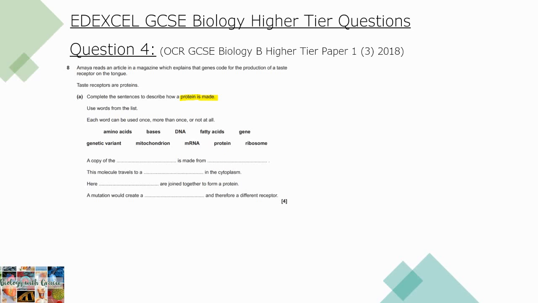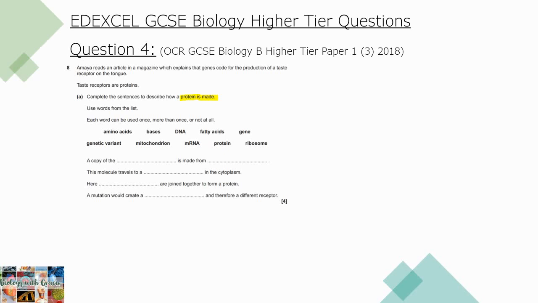We then have our second sentence. So this molecule travels to a something in the cytoplasm. So here we've got the mention of cytoplasm, so we know that we've moved on to translation. So this molecule, being mRNA, travels to a ribosome in the cytoplasm, because this is where protein synthesis takes place. It is on the ribosome. So then our next sentence, so here blank are joined together to form a protein. So we know that once the mRNA reaches the ribosome, tRNA molecules bring amino acids to the ribosome.